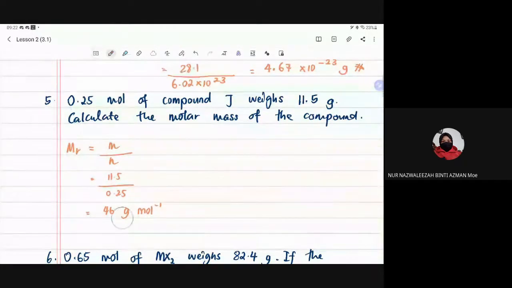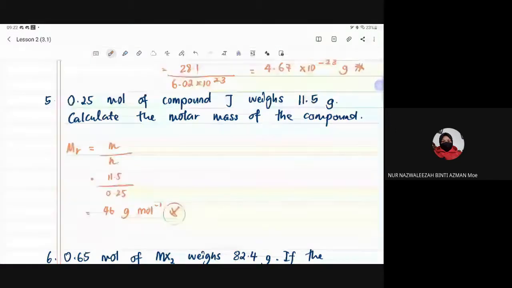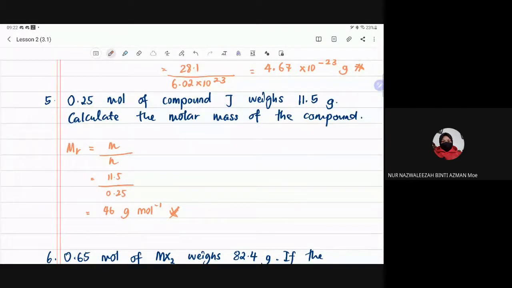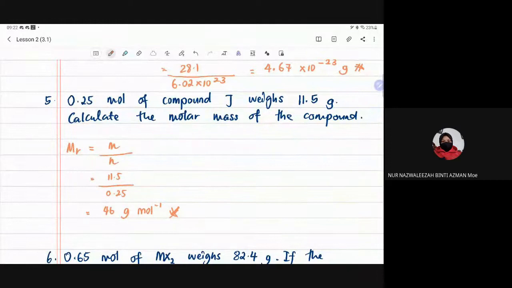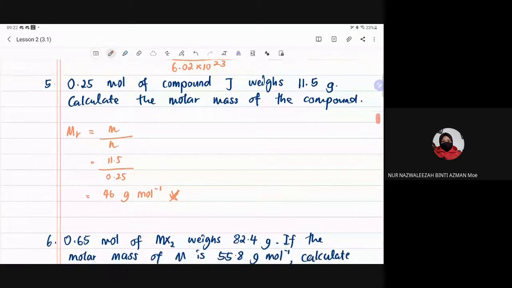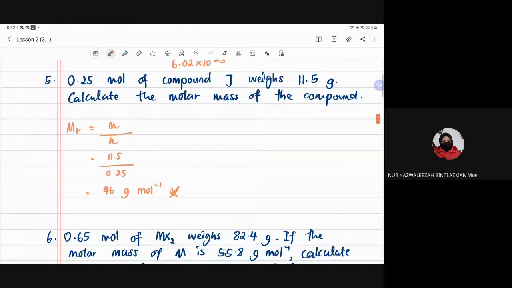Kalau Mr unit dia adalah grams per mole, unit jangan salah. The unit has to be correct. Okay, make sure you write the right unit. Make sure kamu tengok balik apa yang kamu cari. And then make sure kamu tahu unit dia apa.